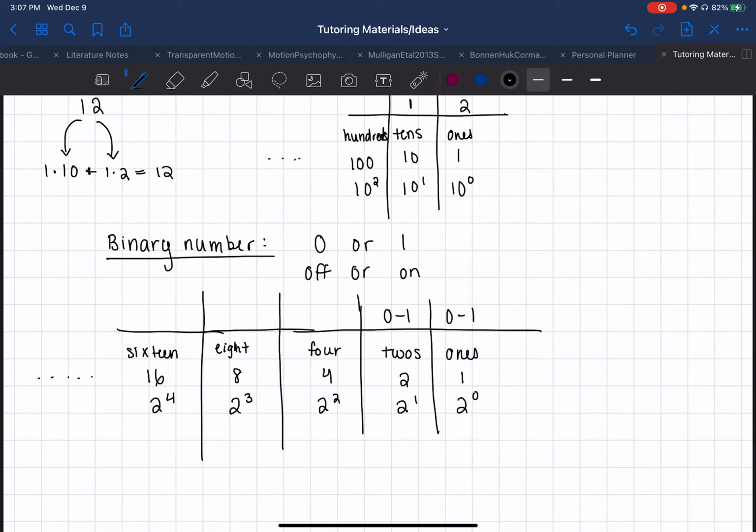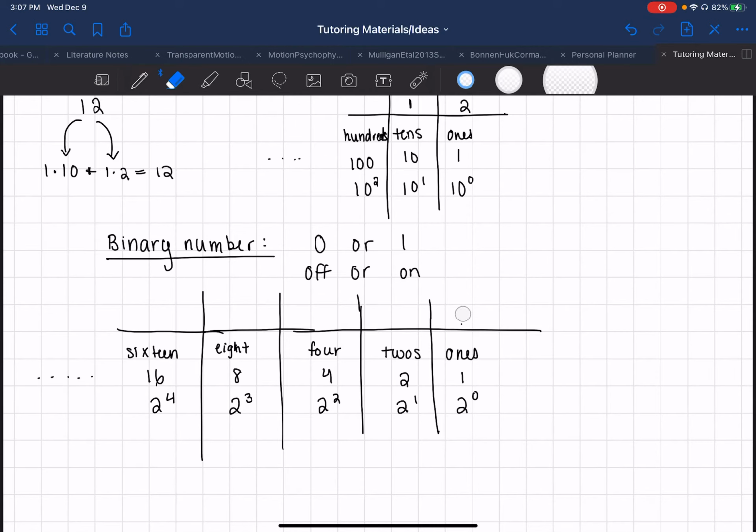So if we overflow or get to 1 in the ones place and then we want to go to a 2, then we would actually write that as a 1 in the twos place and a 0 in the ones place. But if we wanted to go up to 3, then we would need 1 two and 1 one, and that would give us 3.